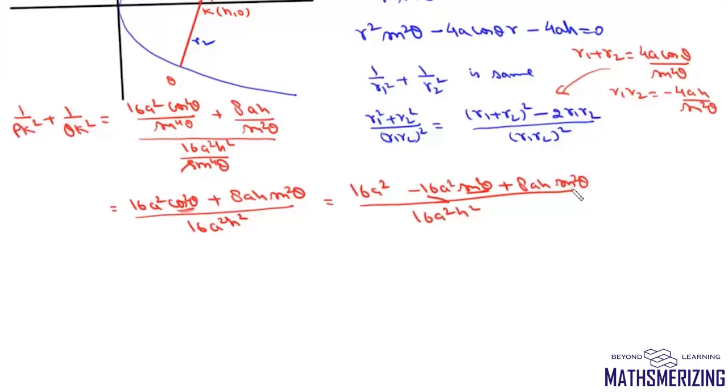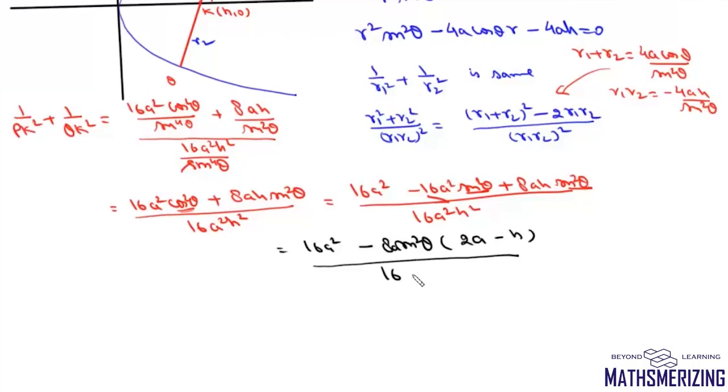Now we'll take this sin square theta together. So we can write it as 16a square and then minus 8 sin square theta, and I'll also take this a out. So then I'll get 2a and here we'll get minus h, upon 16 a square h square. Now this result should be independent of theta.